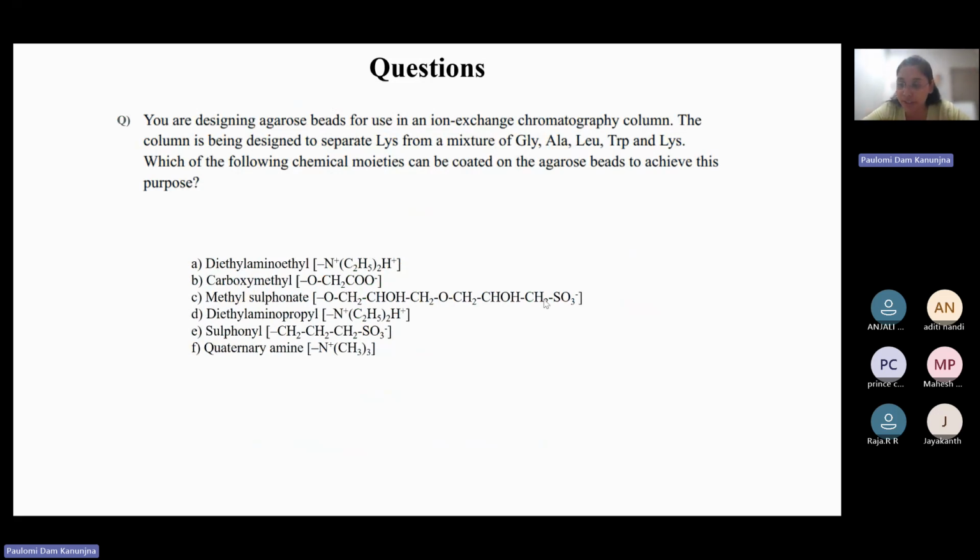So which one will you use? I mean, which all will you use? They all have equal proportion of positive and negative polymer options. So if you are supposed to, by ion exchange chromatography, elute lysine later or purify lysine, which of these chemical moieties will you use? Which of these ions will you coat your polymer with? It's an easy question, shouldn't take much time.